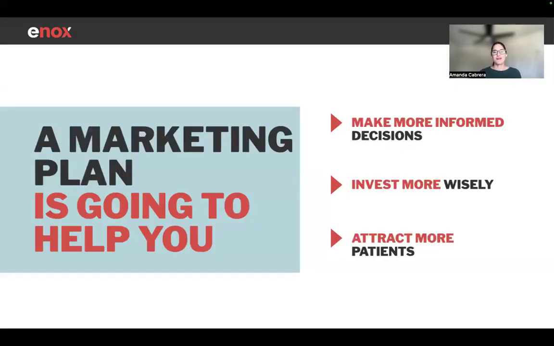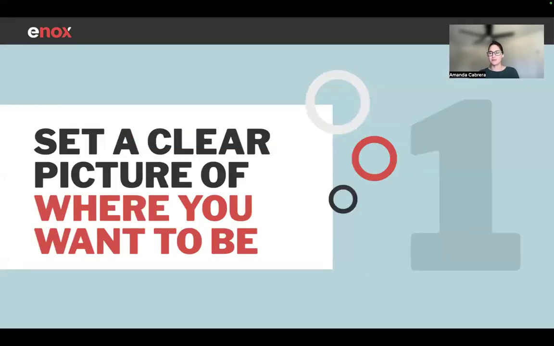The reason you want to make sure you have a marketing plan is it's going to help you do a few things. It's going to help you make more informed decisions because you're looking at the whole picture, not just a piece. It's going to help you invest your time and money more wisely because you know what's working and what's not. And ultimately, it's going to help you attract new patients. So, what's the first step?